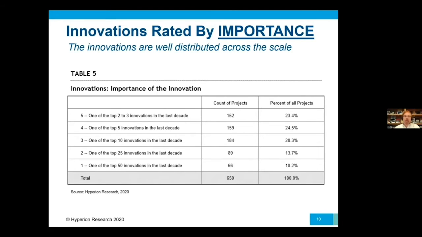Looking at the innovations ranked by importance in our current database, we have 650 different innovations. Again, these are 650 separate projects that generated some form of an innovation. And the scale is working fairly well for us. The concern we always have is, will everyone say we're number 1 in the world, or the top level, or will they use part of the scale? You can see there's 23% rated at 5, 25% as a 4, 28% at a 3. So the scale is used fairly well.